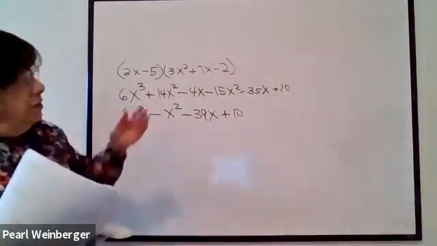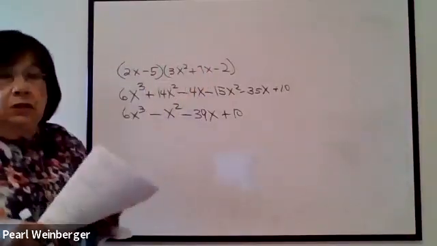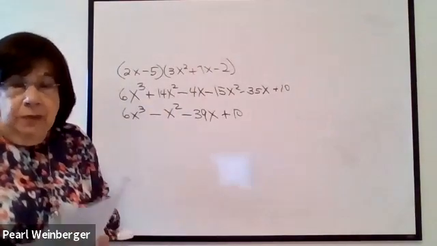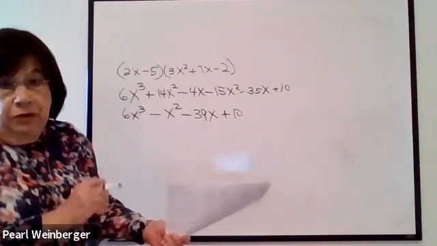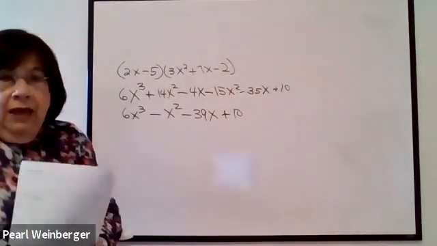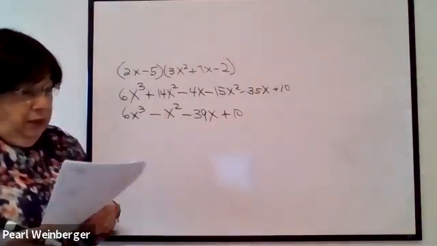And you could continue this. So let's say you had a trinomial times a trinomial. Again, you just continuously use the distributive property until you've multiplied every term in the first parentheses with every term in the second parentheses, and then you go on and you combine your like terms.